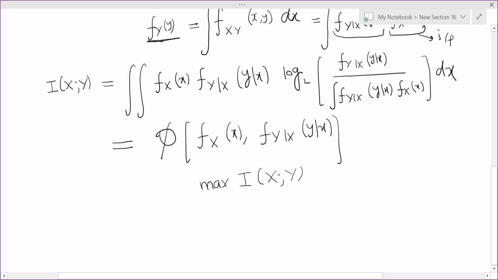But how can you maximize? We have only two parameters in our hand. One is the input distribution, the probability with which you generate the information. The other is the conditional probability which characterizes the channel, which is not in our control. You don't know how the channel will introduce errors. So to maximize mutual information, the only parameter with which you can play is f_X(x), and this he called the channel capacity.